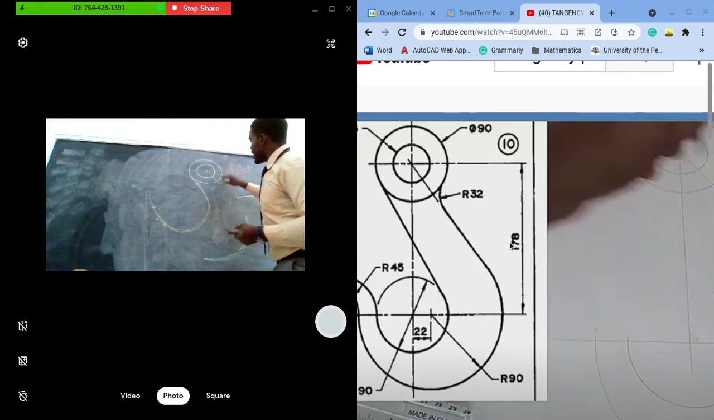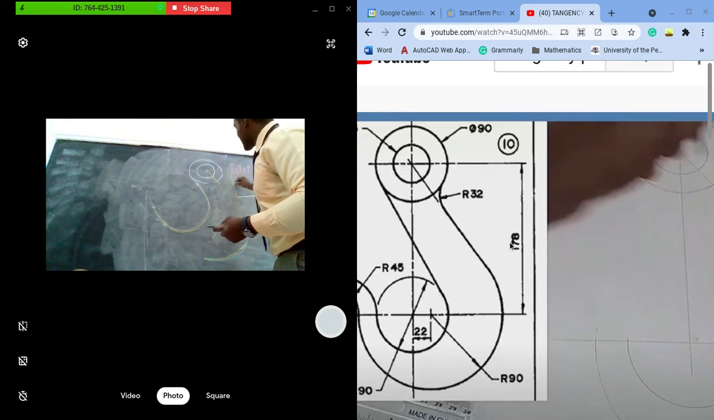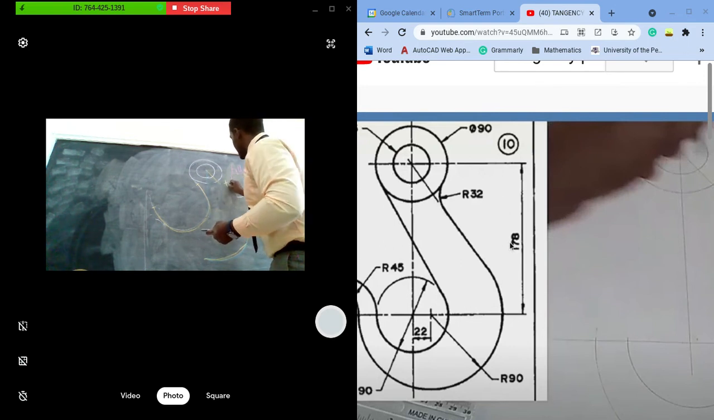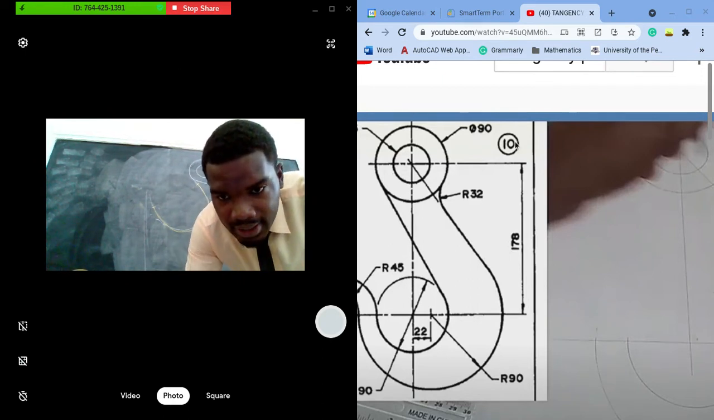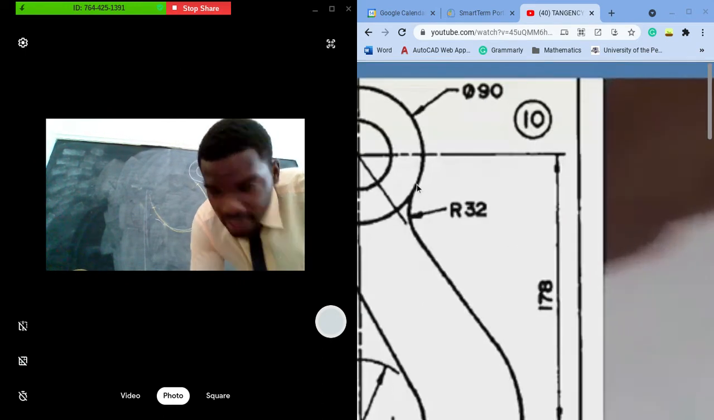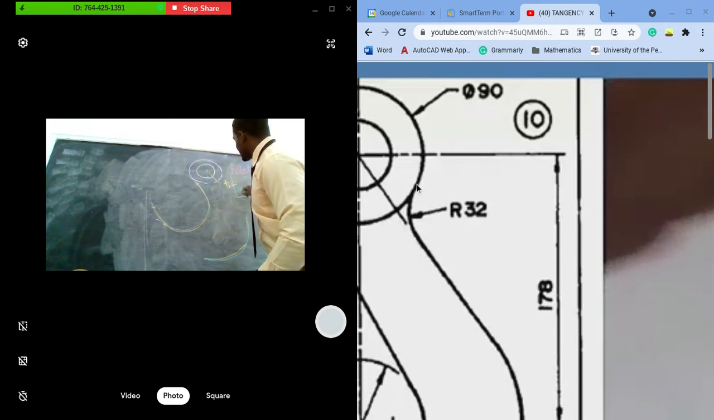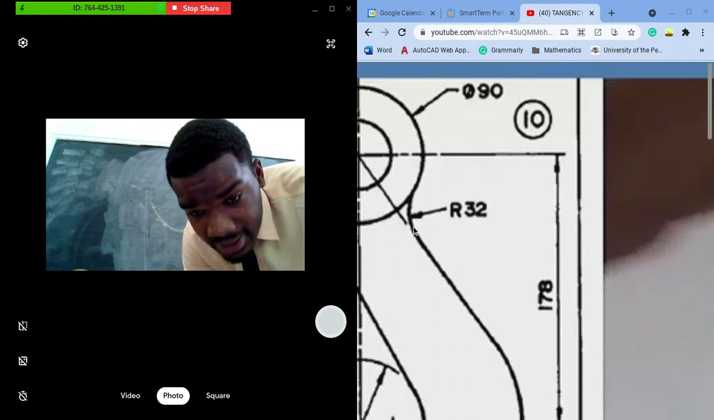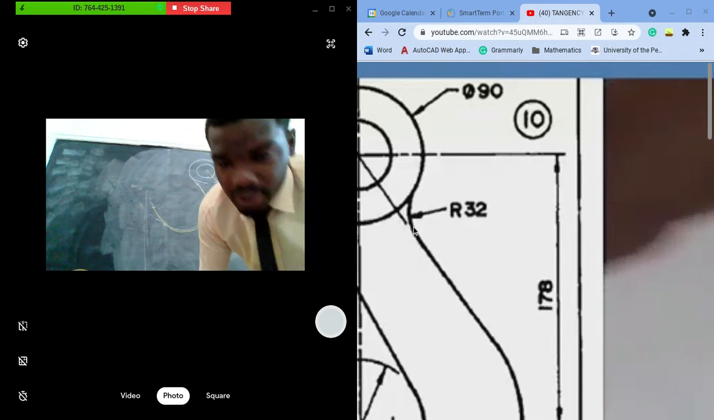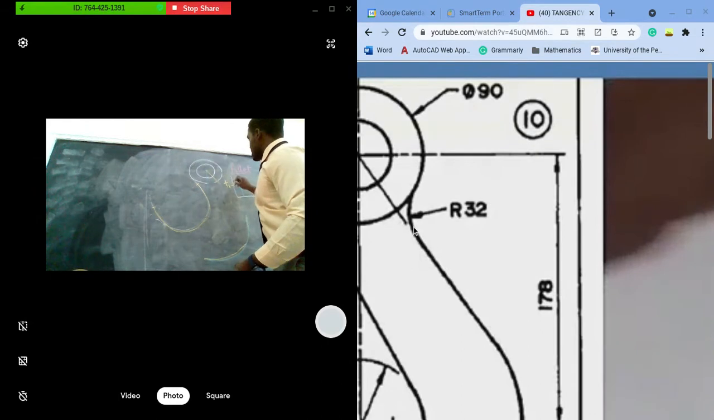So I'm using my radius of 32. I'm going to choose a tangential point right here, and I'm going to call it T1. That's where I want the curve to end. Like how you see the curve ends right here, that's my T1 point. And where the curve touches right here, that's T2, because that's where it ends as well. So, using T1 and the radius 32, I'm going to describe an arc.